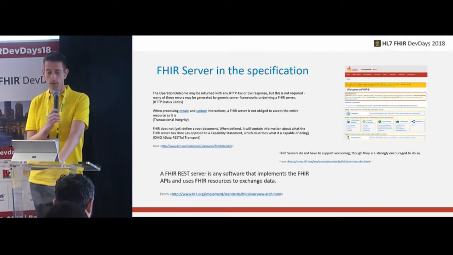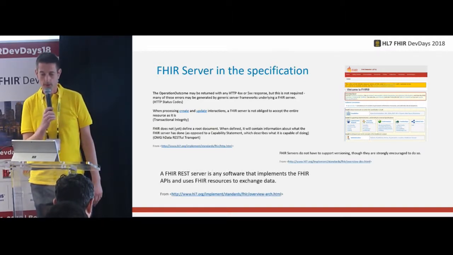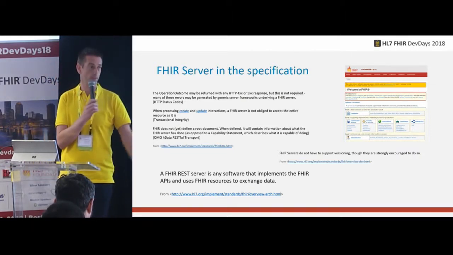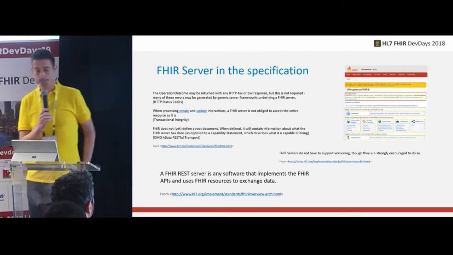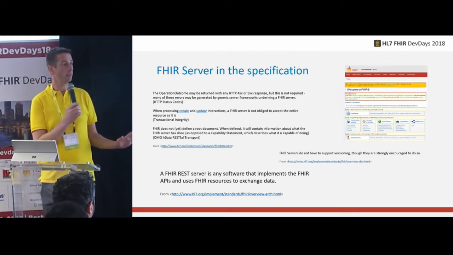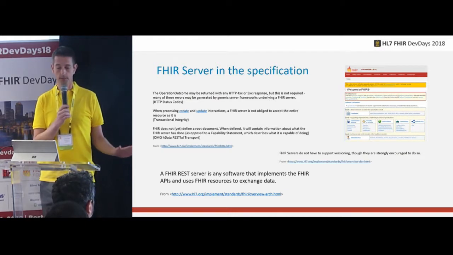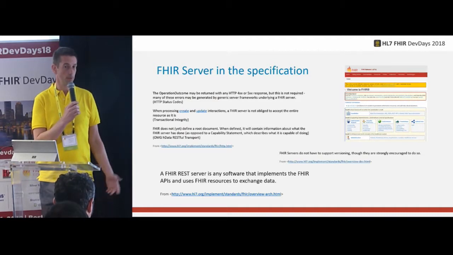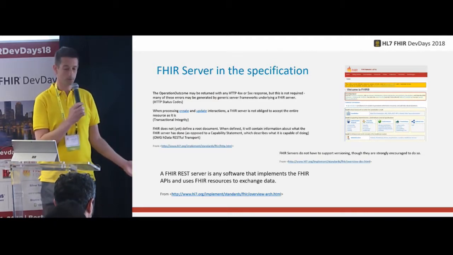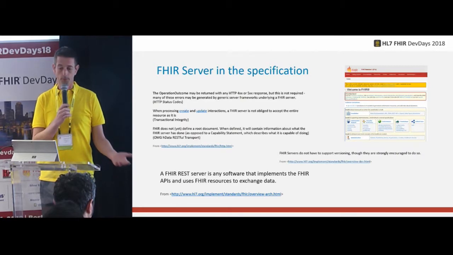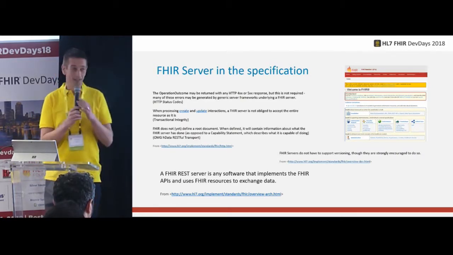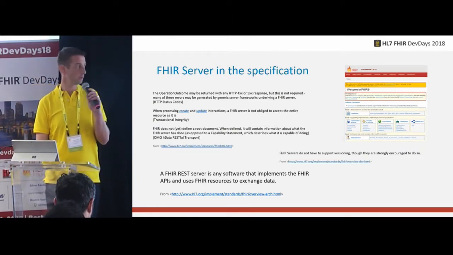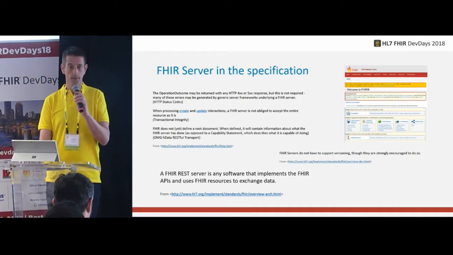This also, but then the interesting part comes on the architecture overview page. Well, if you're an architect, that's the first page you read, of course. It says a FHIR REST server is any software that implements the FHIR APIs and uses FHIR resources to exchange the data. Well, that's pretty clear if you know what the FHIR APIs are, and if you know what FHIR resources are. By now, I think people who didn't know what FHIR resources were will have taken the introduction tutorial by Richard.